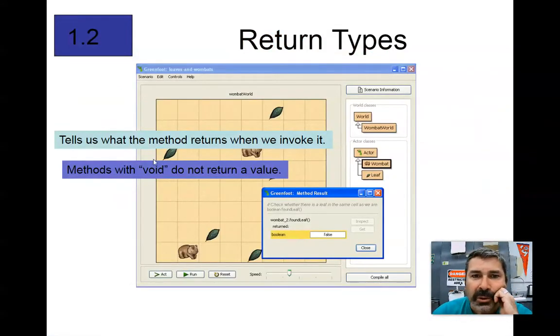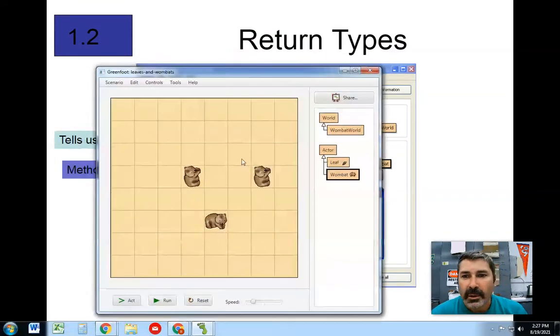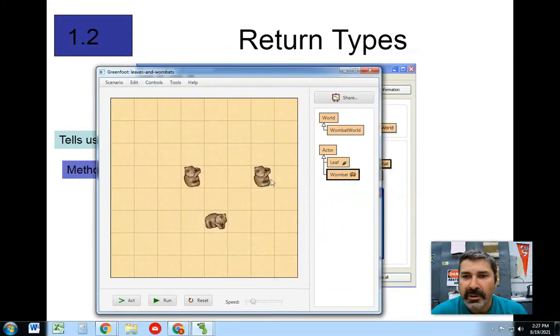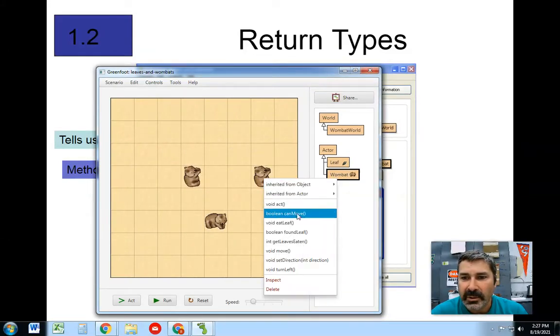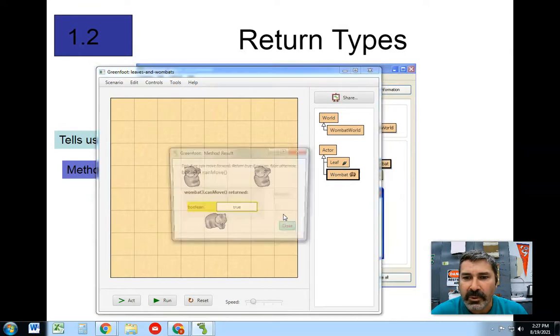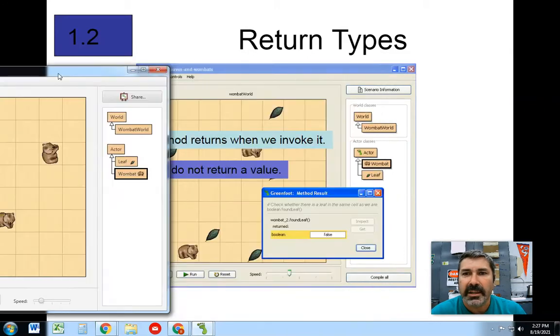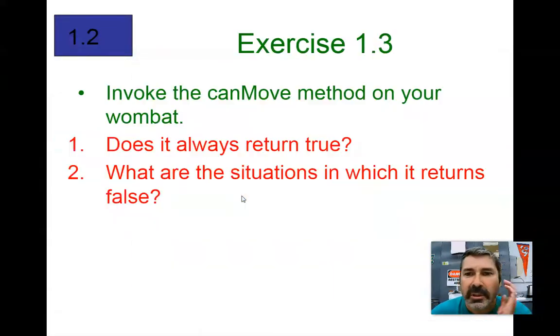All right, so the return type tells us what the method will return when we invoke it, and methods with void do not return a value. That's important. So this one is going to return a value. It gave us a value. This one is going to return a value, true or false. This one is void. It's not going to return anything. It's just going to do what I asked. So those are the two types of methods.